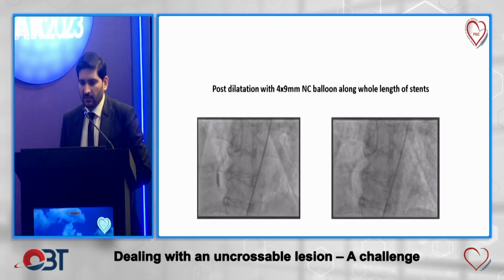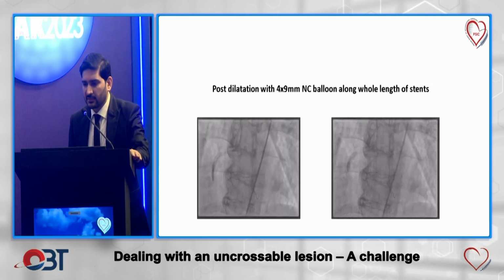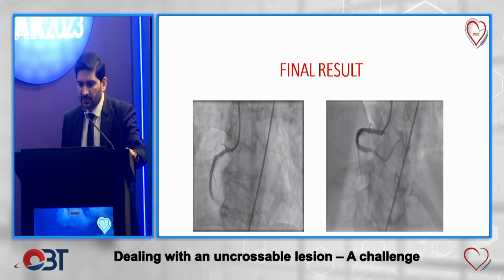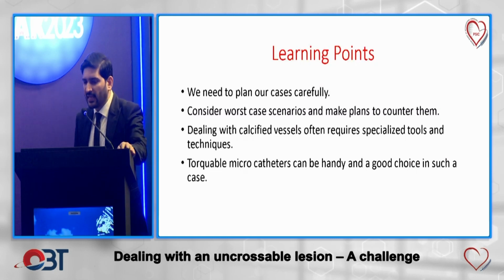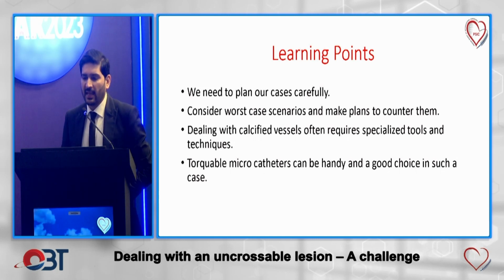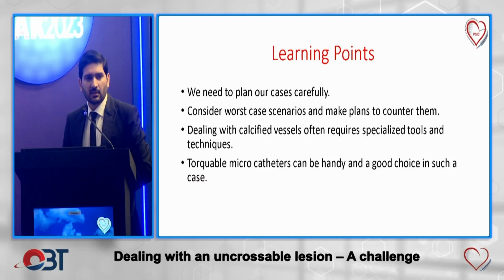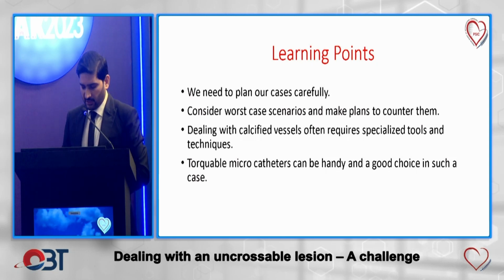Post-dilatation was done with a non-compliant balloon of 4 x 9 mm along the whole length of the stents. These were the final results with good expansion. So we need to plan our cases carefully, consider worst-case scenarios and make plans to counter them. Dealing with calcified vessels often requires specialized tools and techniques. Torqueable microcatheters can be handy and a good choice in such cases.